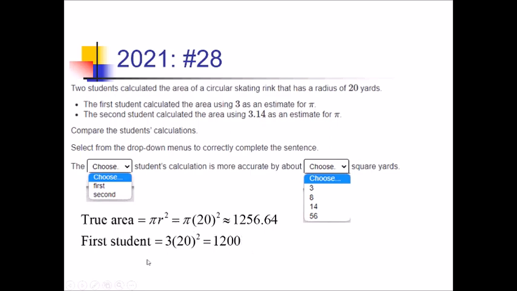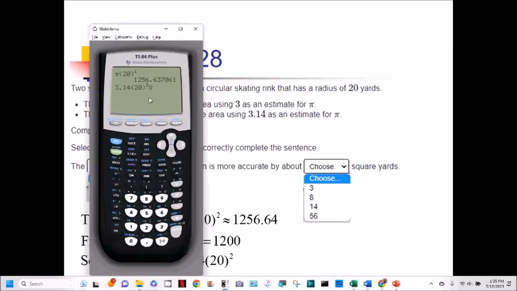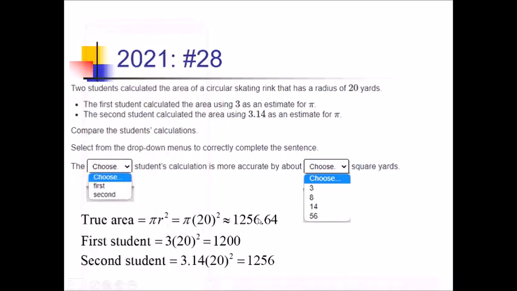For the second student, we're using 3.14 instead of pi. So let me go back and put that exact thing on my calculator. So I've got 3.14 times 20 squared, and enter. So that comes out to exactly 1,256. So it looks like the second student is definitely closer to the correct answer here.